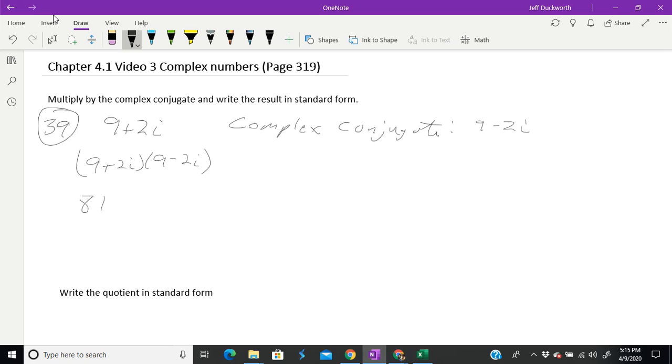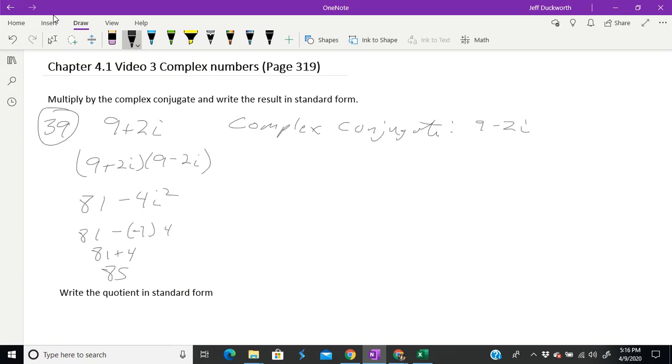9 times 9 is 81. The 9 multiplied by 2i and the 9 multiplied by negative 2i will cancel, and then we get a minus 4i squared when we multiply 2i times negative 2i. We know that i squared is equal to negative 1, so we then multiply that by negative 1, so we have 81 minus a negative 1 times 4, which is just 81 plus 4, which is 85.